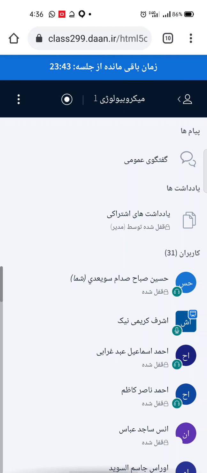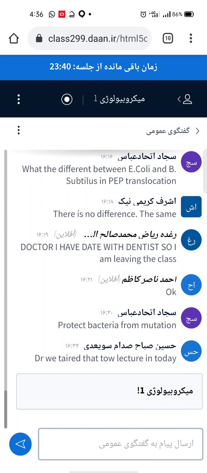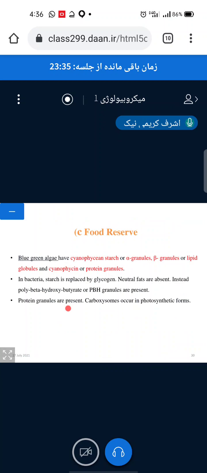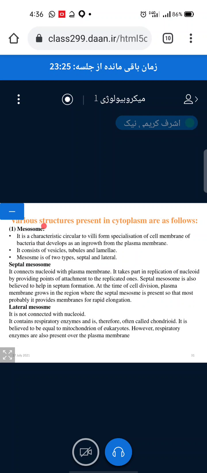Protein granules are present. Carboxysomes occur in photosynthetic forms. Another structure in the cytoplasm is, for example, the mesosome. There are two types of mesosome, septal mesosome and lateral mesosome. Just about mesosome.